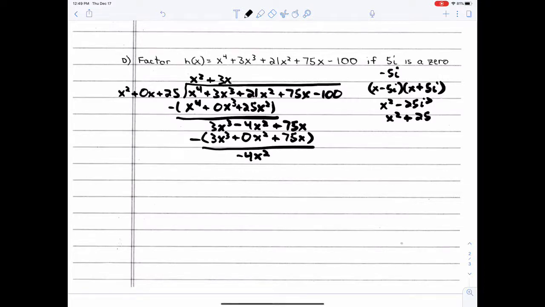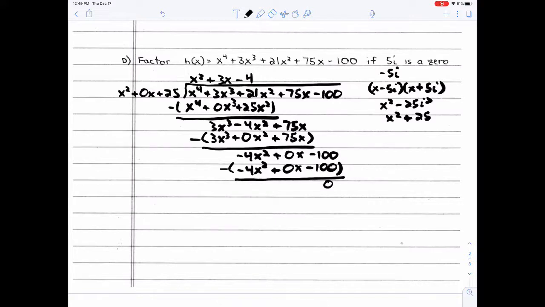You can put the plus 0x minus 100. So what times x squared gives us negative 4x squared? That'll be minus 4. So we have negative 4, and then we'll multiply negative 4x squared plus 0x minus 100, and good deal, our remainder is 0. So what do we write?